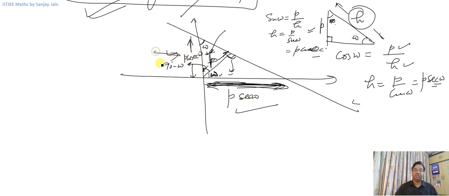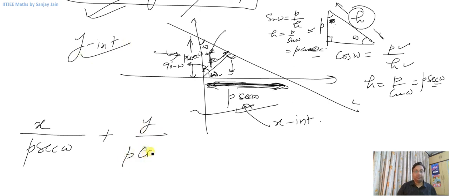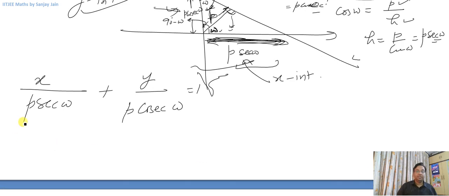What is p cosecant omega? It is the y-intercept. What is p secant omega? It is x-intercept. Now we can write the equation in intercept form, which says x by x-intercept, which is p secant omega, plus y by y-intercept, that is p cosecant omega, it is equal to 1. So this is the equation in intercept form using the length of normal and the angle.